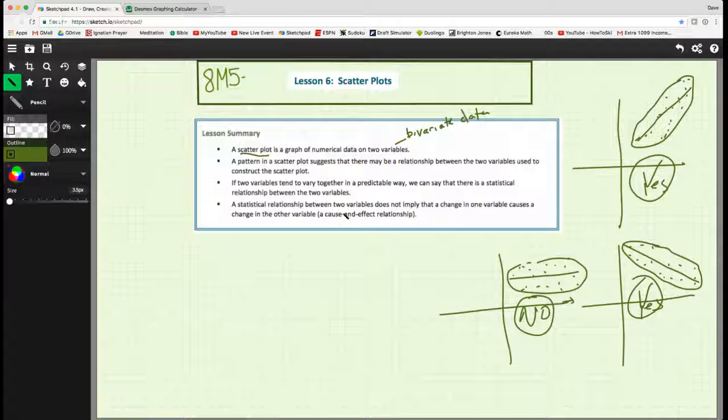And a statistical relationship between two variables, this is what we learned in the last slide, does not imply a change in one causes a change in the other. It may not be a cause and effect relationship, like the shoe size. Let me give you one more example. There was this example that people took data. There was data on a beach in Florida.